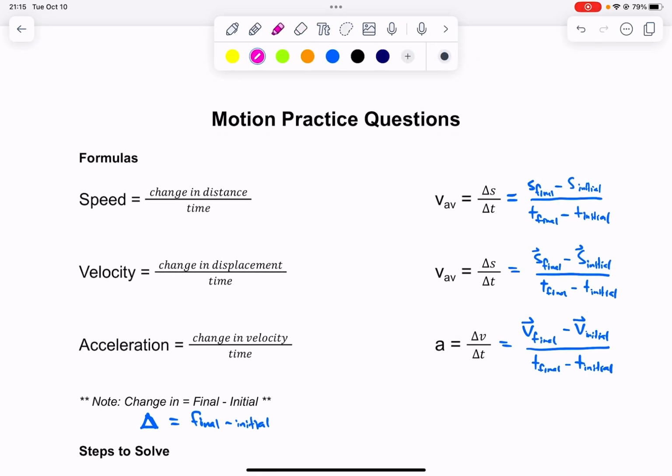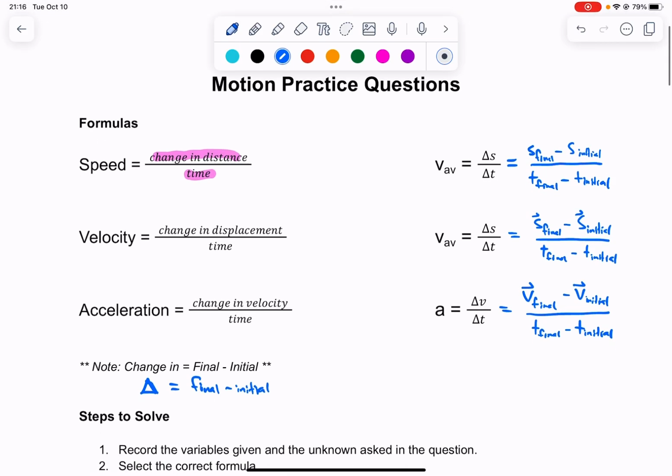So looking at your formulas here, what you'll notice is you have speed, which is the change in distance over the change in time. We have the formula, the average speed is equal to delta S over delta T. Remember that that delta actually means something. As you can see down here at the bottom, delta, the triangle, means final minus initial. So when it's delta S, it's the final distance minus the initial distance divided by the final time minus the initial time.